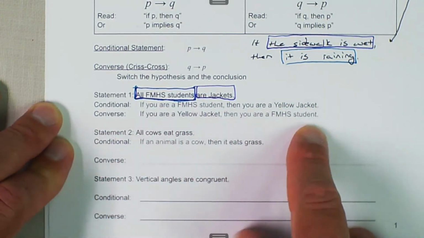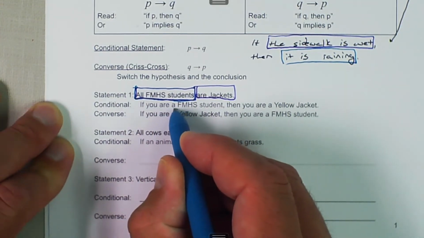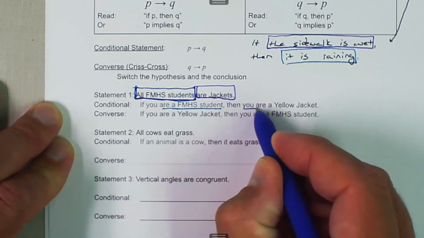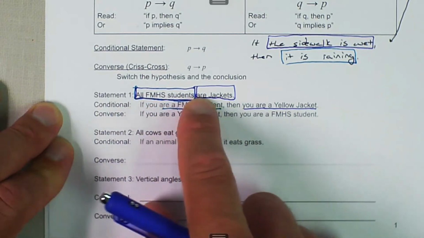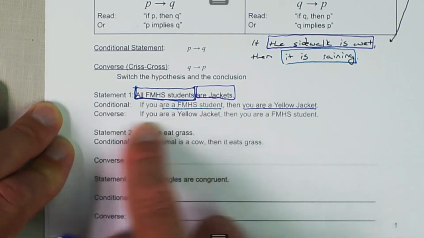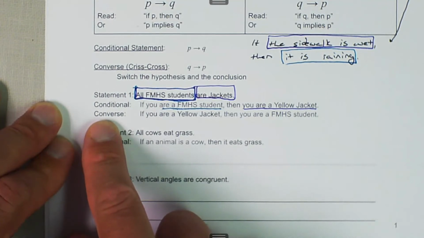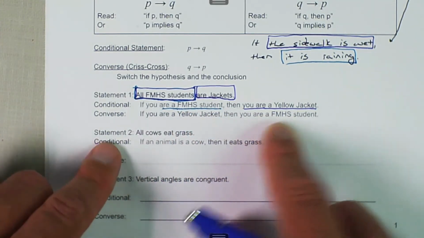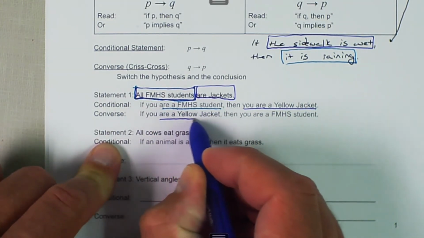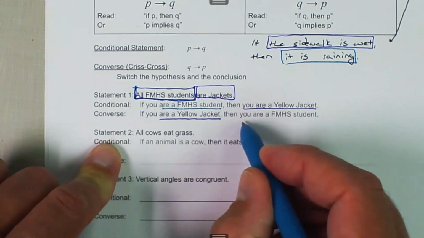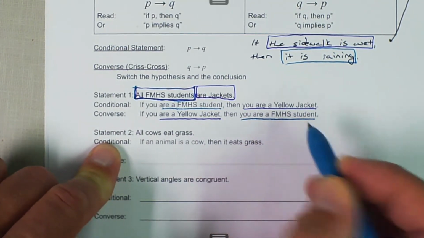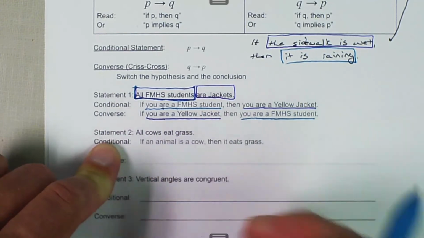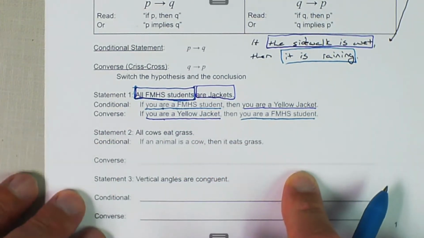So conditional, straightforward. If you are an FMHS student, then you are a yellow jacket. So basically we just rewrote this statement in if-then form. And then if we're talking about the converse, we're just going to flip them. So we take the blue and we write it first, and we take the green and we write it second. So if you are a yellow jacket, then you are a Fort Mill High School student. I guess I should underline the U there as well. So we can see that we just switched those two.